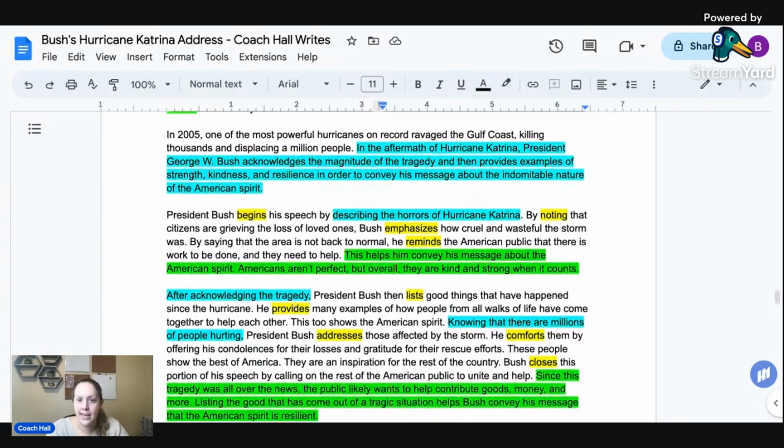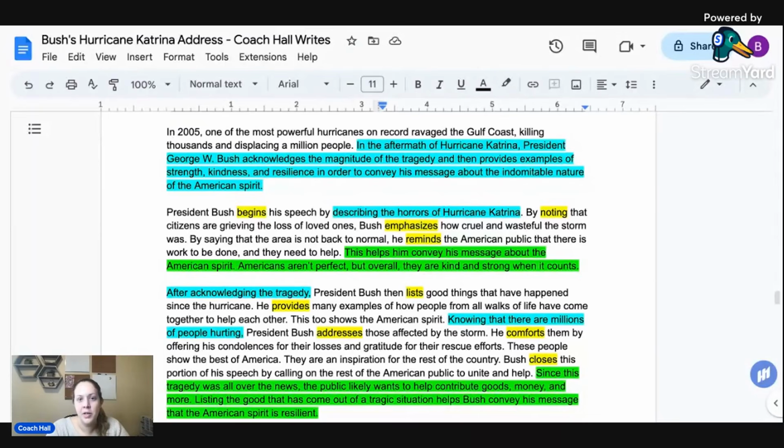Let's go ahead and look at the intro. I encourage my students to write a relatively short intro. Worst case scenario, I want to see just a thesis. However, if possible, I want to see one or two sentences before the thesis to kind of set up that rhetorical situation. This intro says, in 2005, one of the most powerful hurricanes on record ravaged the Gulf Coast, killing thousands and displacing 1 million people. So that information came from the prompt itself. It is okay to repurpose that information as needed and put it in your own words.